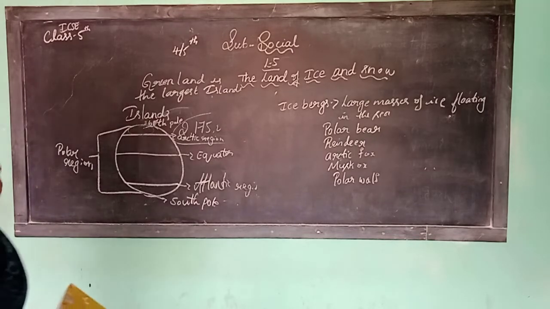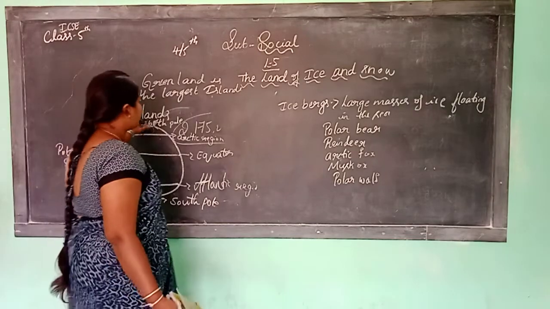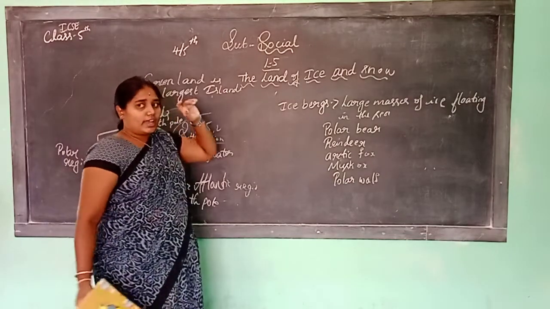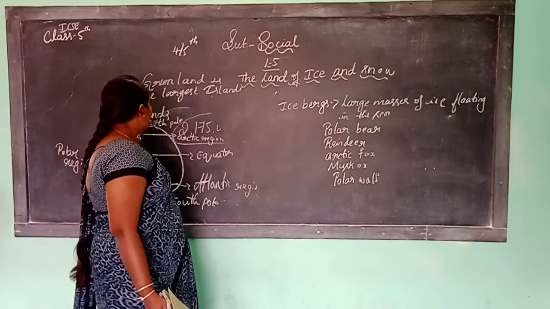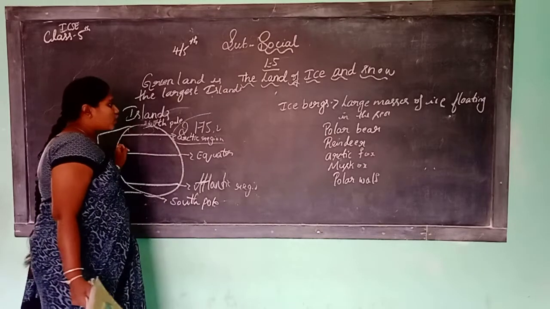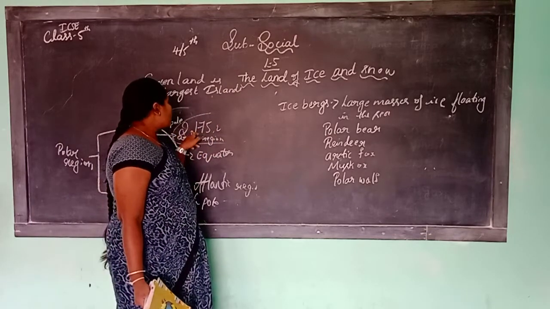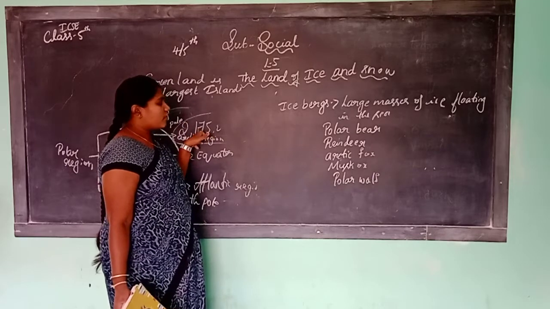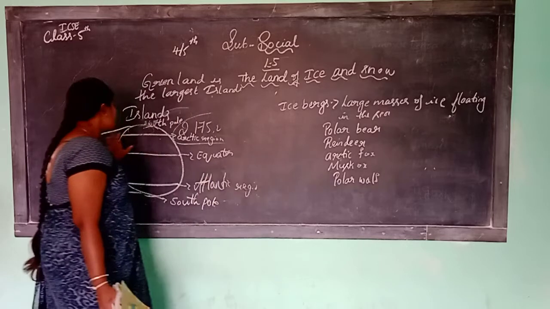What is an island? An area which is covered by water on all sides is known as an island. What is the area of Greenland? 275,000 square kilometers.